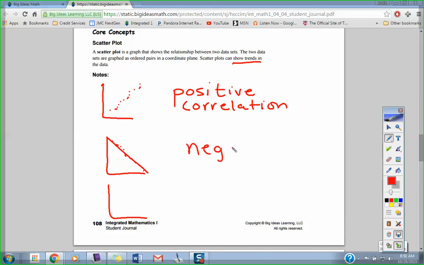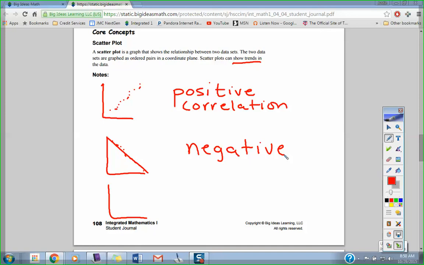Okay, an example in real life of a negative correlation. Here it is. As I get older, what happens to the amount of hair on my head? It starts going away. The amount of hair I have lessens the older I get. Okay? All right, so that would be a negative correlation.